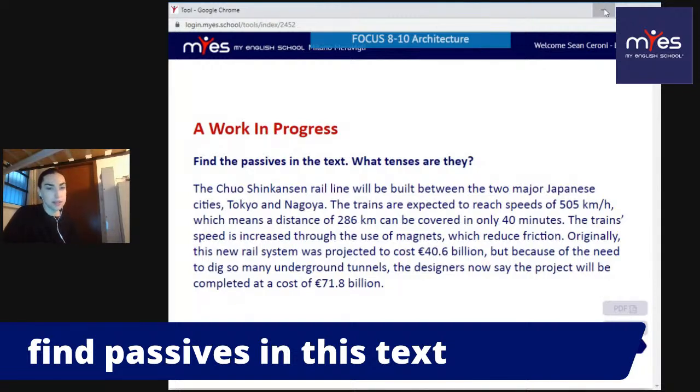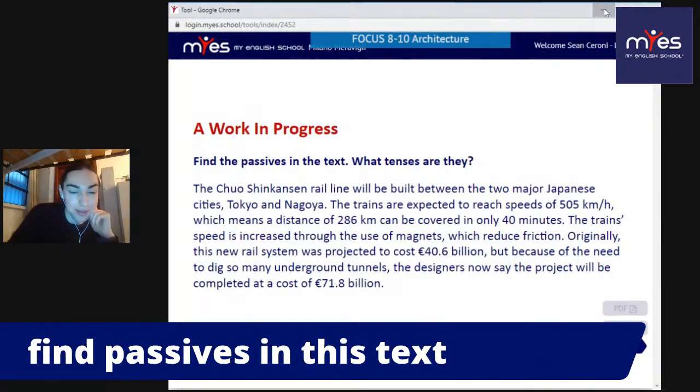Very, very expensive. A high-speed rail, which Japan is, of course, so famous for, some of the fastest trains in the world. Very efficient system. 286 kilometers in 40 minutes is very impressive. I wouldn't mind trains at those speeds going around Europe.